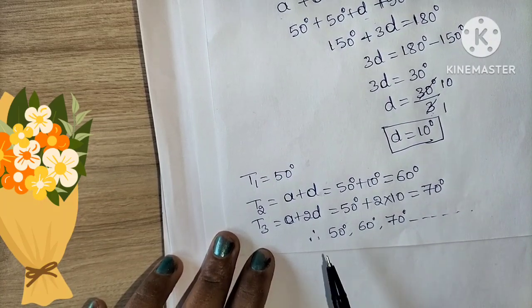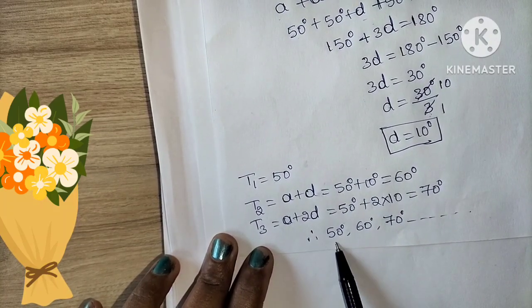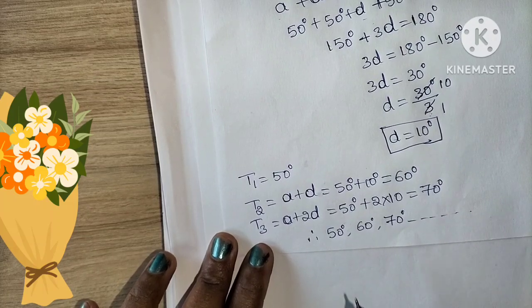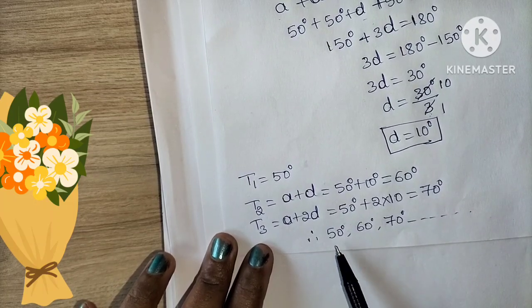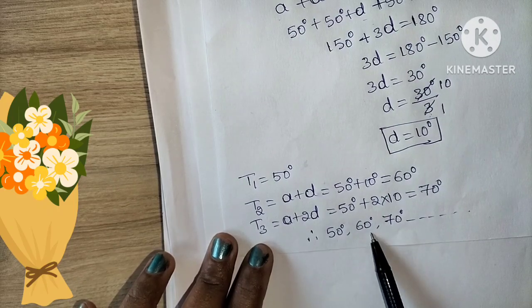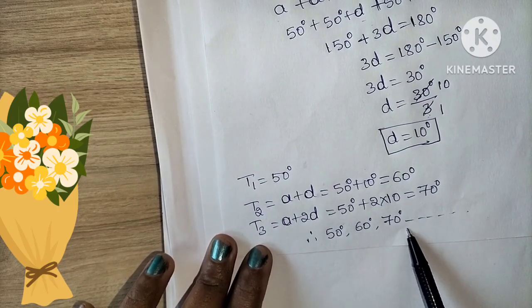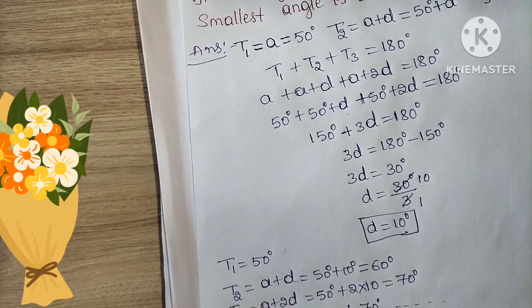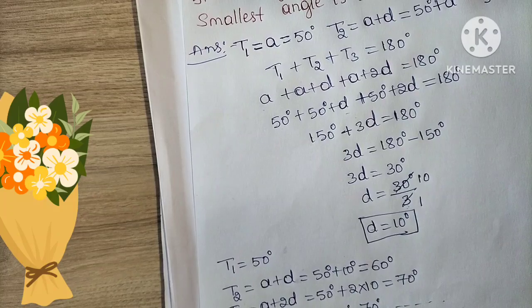Therefore the arithmetic progression is 50 degree, 60 degree, 70 degree. So the angles of the triangle are 50 degree, which they have given already in the question, next angle is 60 degree, next angle is 70 degree. So this is the way of finding the angles of a triangle when they have given one smallest angle.